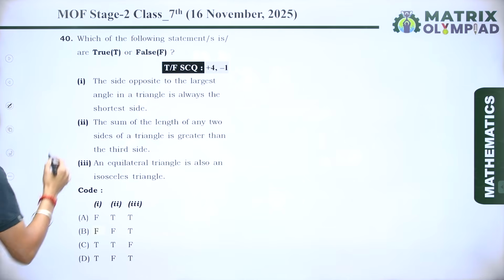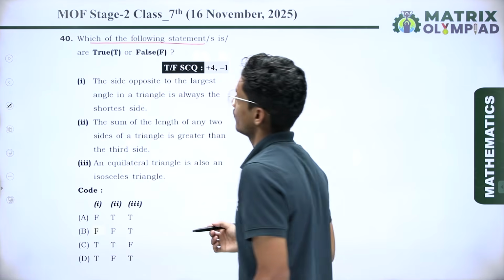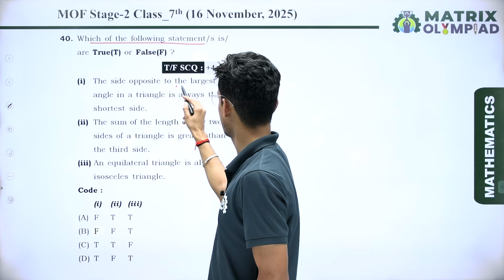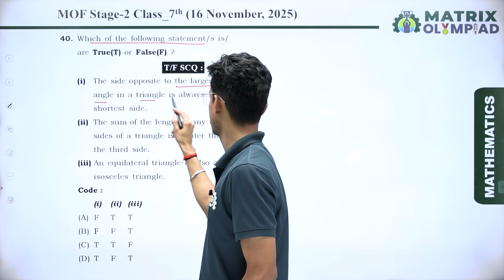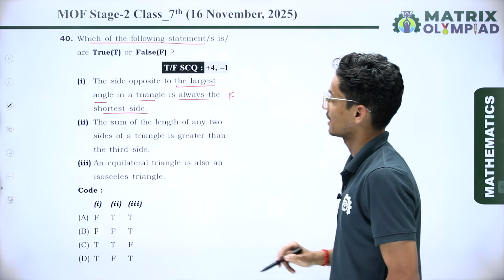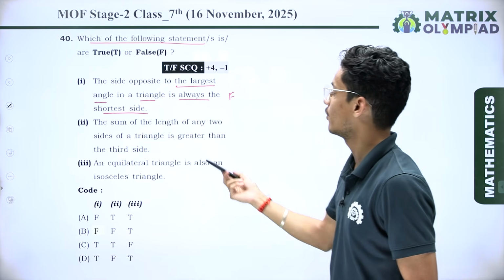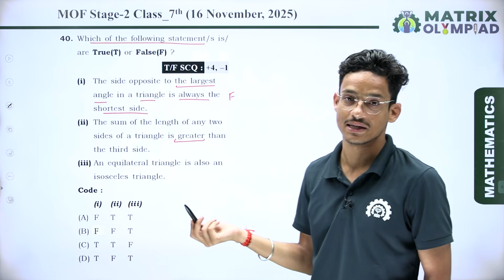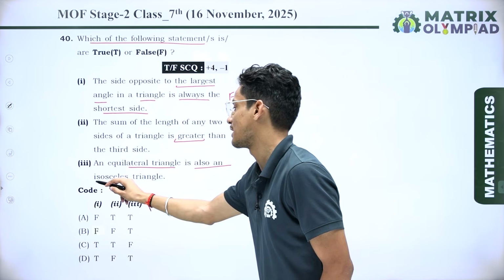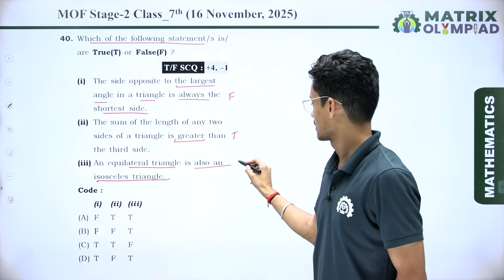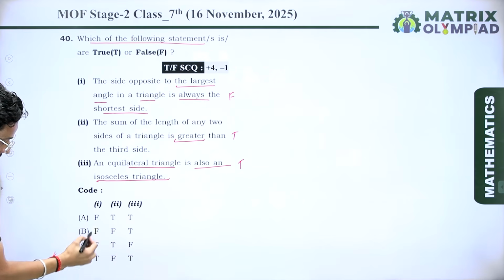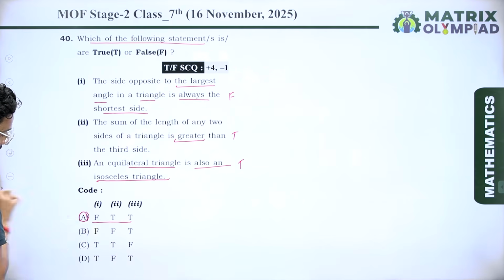So now if I talk about the next question, that is again based on true and false statements. Statement number 1, the side opposite to the largest angle in a triangle is always the shortest side. No, this one is false. Second, the sum of the lengths of any two sides of a triangle is greater than the third side. Yes, this one is true. Next, an equilateral triangle is also an isosceles triangle. Yes, we can say, so this one is also true. So the correct answer is false, true, and true. It means option number A is the correct answer.